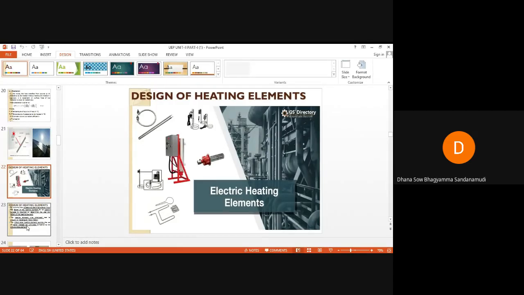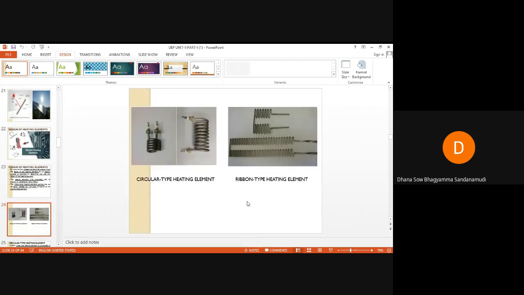Depending on the voltage that is given to these furnaces, the heating element can be either wire type, circular type or ribbon type heating element. You can see here, this is the ribbon type heating element, this is the circular type heating element. Ribbon type heating element permits the use of higher wattage per unit area compared to circular type heating element. Means the wattage rating of the ribbon type heating element will be more when compared to circular type heating element.